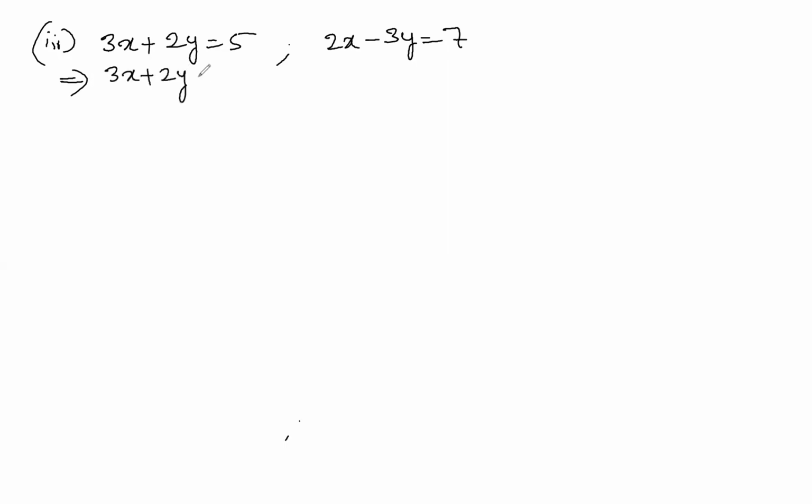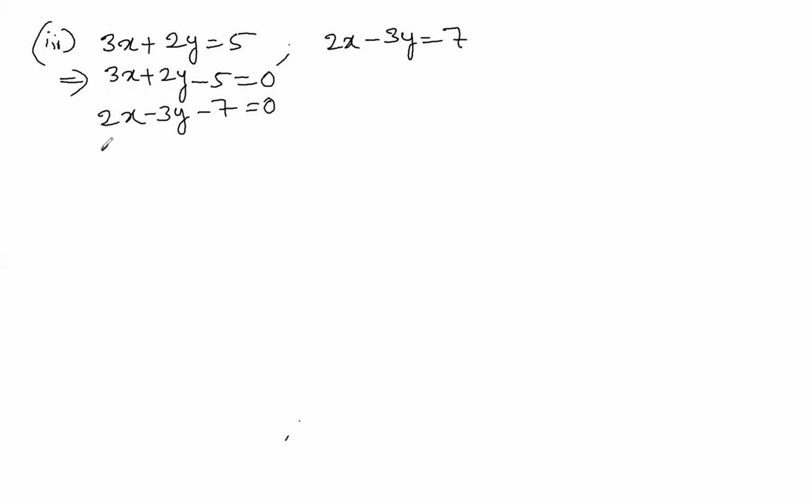3x plus 2y is equal to 5, and 2x minus 3y is equal to 7. Are these equations in standard form? No, sir. We have to take the constant term to the left side, right? Left side. So you will get 3x plus 2y minus 5 is equal to 0, and 2x minus 3y minus 7 equal to 0.